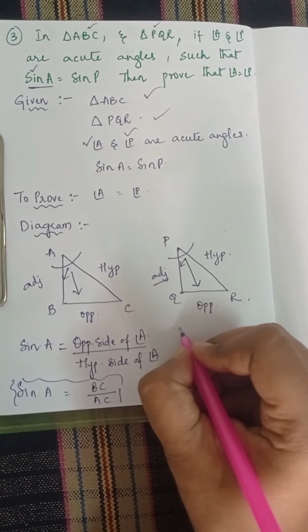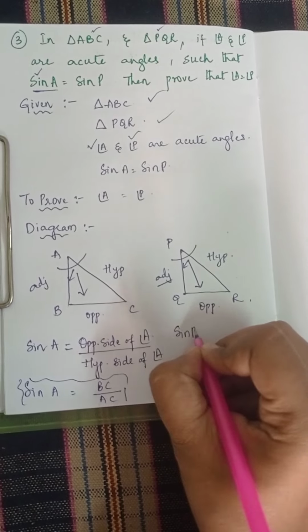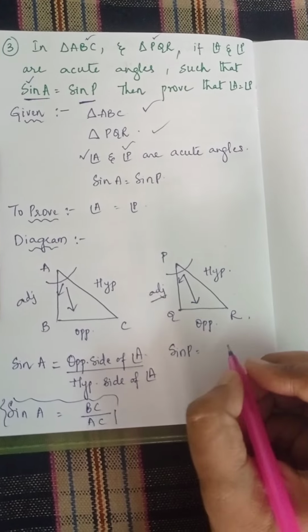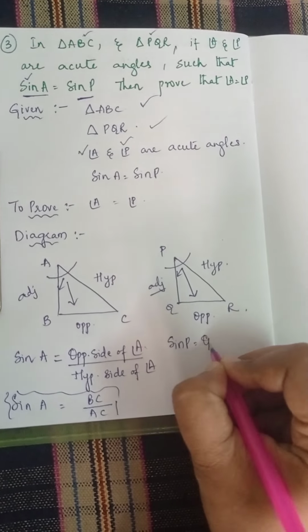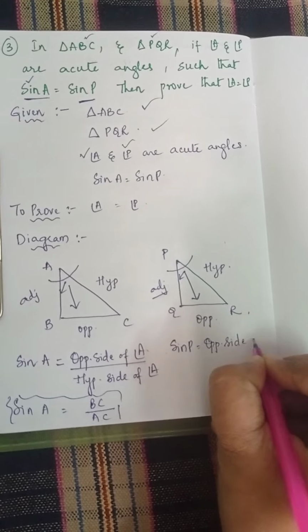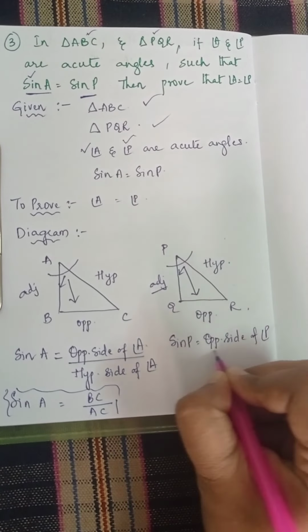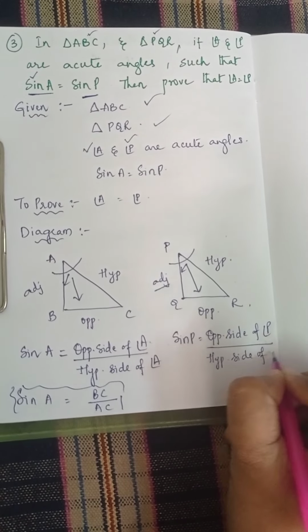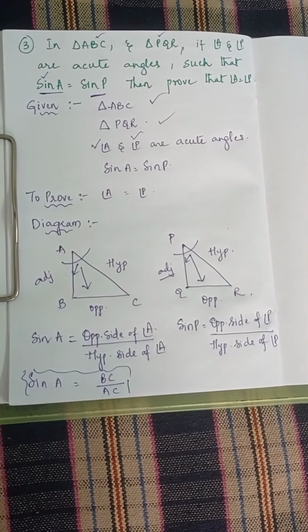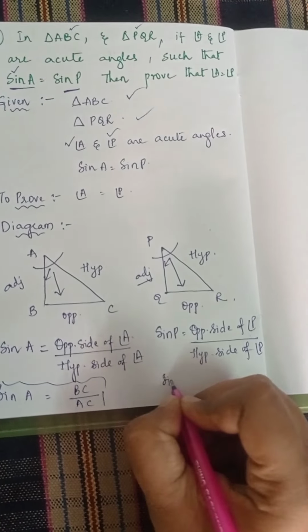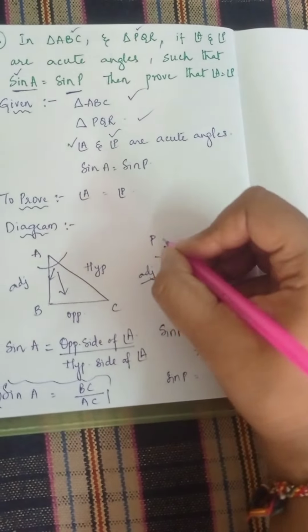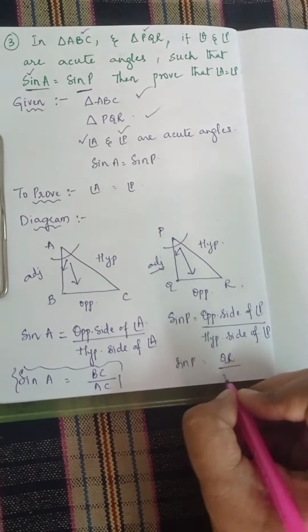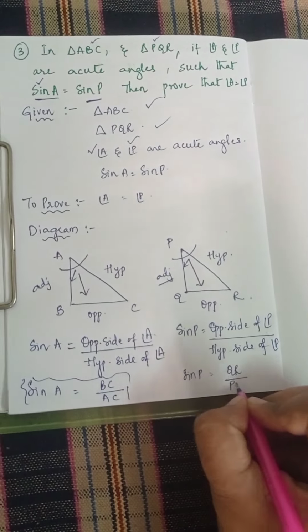Okay, we got it. Now sine P, as they have given, right? Same: opposite side of angle P by hypotenuse side of angle P. So sine P is equal to the opposite side of P, which is QR, by the hypotenuse side, which is PR. Done.